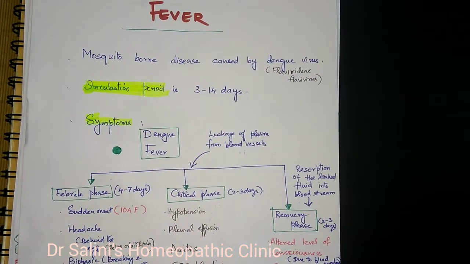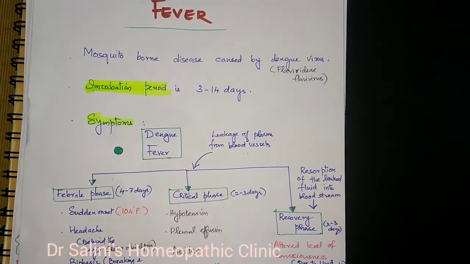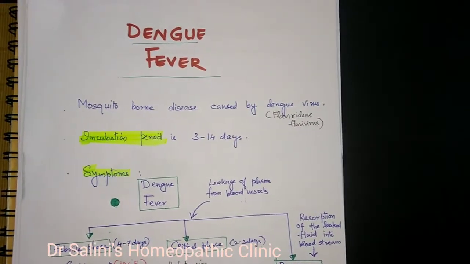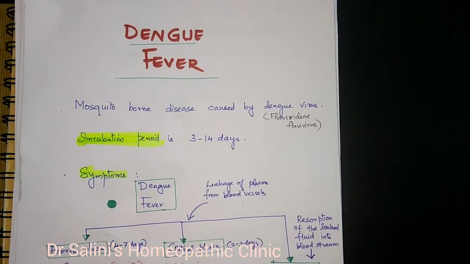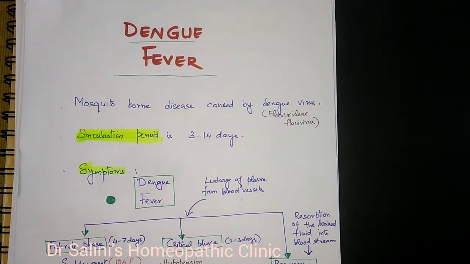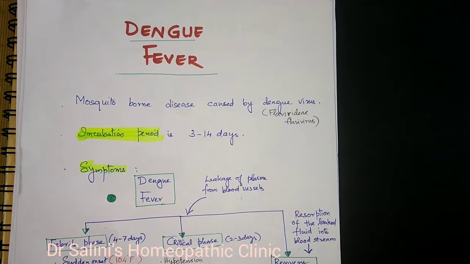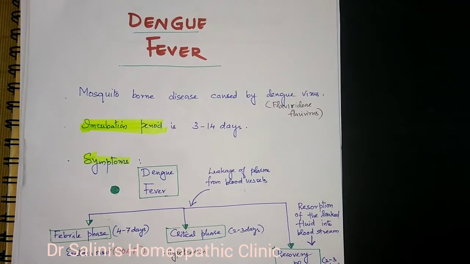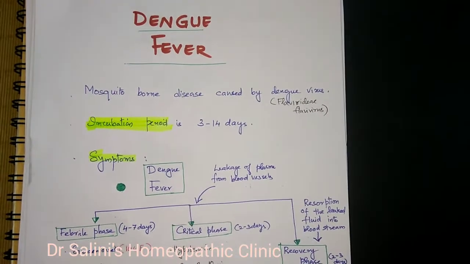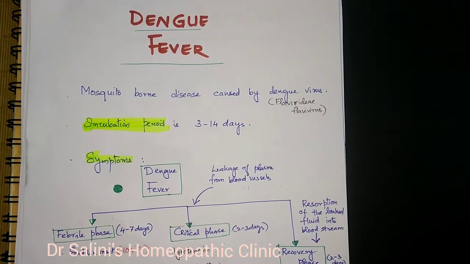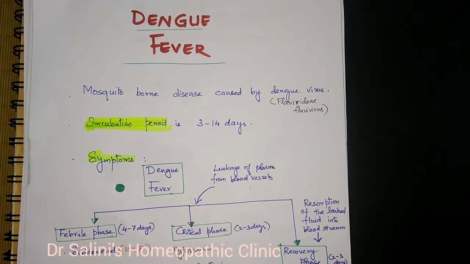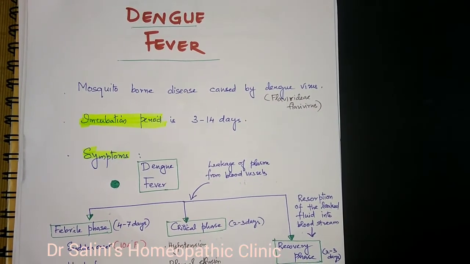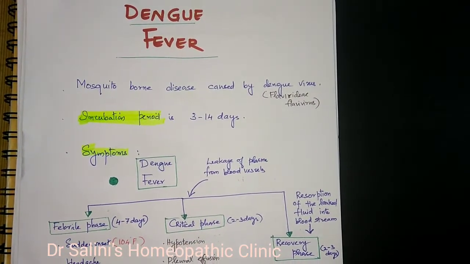Dengue fever. We all know that dengue is caused by the bite of a mosquito. Now, this is a mosquito-borne disease caused by the dengue virus, named Flaviviridae flavivirus. The incubation period for this is about 3 to 14 days. Incubation period means the time from when we got the bite or were exposed to the virus to the day we get to see the symptoms, which ranges between 3 to 14 days.